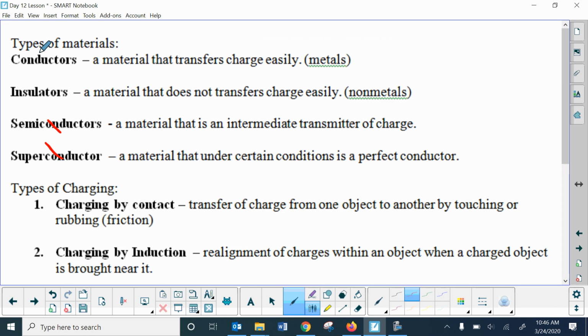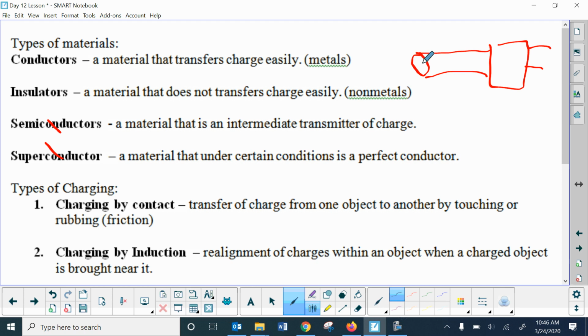Now, types of materials. We're going to talk about conductors and insulators; semiconductors and superconductors, don't worry about. A conductor is just a material that transfers charge easily, things like metals, and an insulator is a material that does not transfer charge easily, so non-metals. So take an electrical cord or wire, the plug kind of thing that you plug into your wall. I'm trying to draw this, it's really bad, but you get the idea.